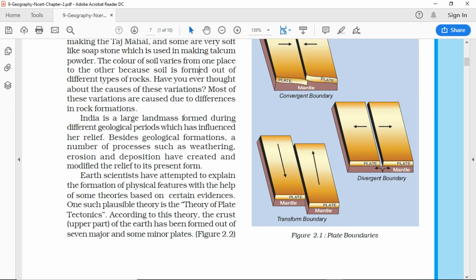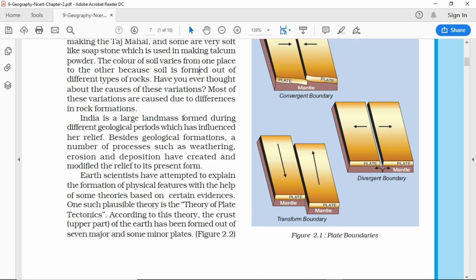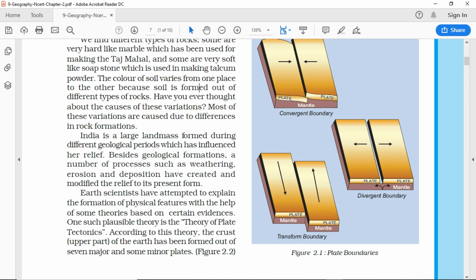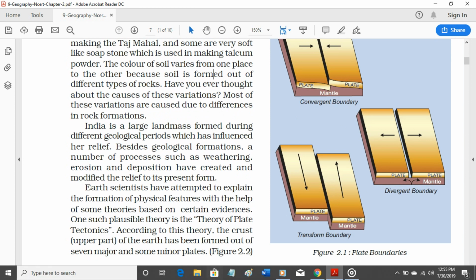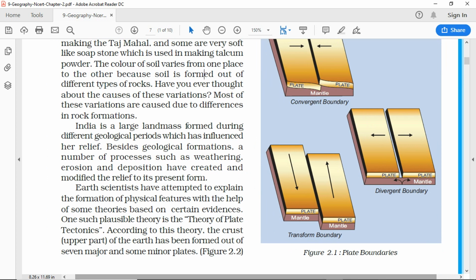India is a large landmass formed during different geological periods, which has influenced her relief. Besides geological formations, a number of processes such as weathering, erosion and deposition have created and modified the relief to its present form. Earth scientists have attempted to explain the formation of physical features with the help of some theories based on certain evidences. One such plausible theory is the theory of plate tectonics.